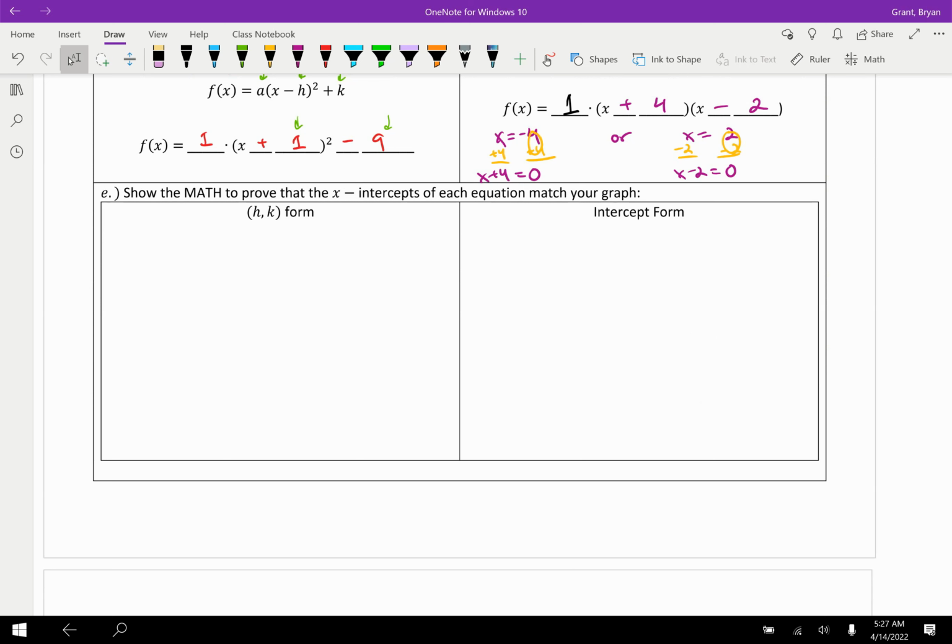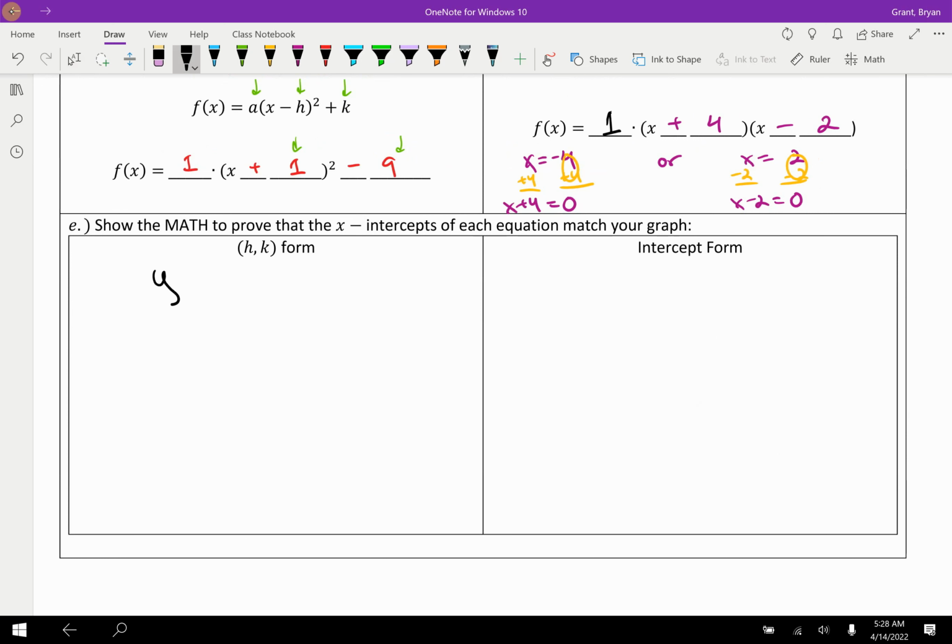We're going to go ahead and show the math to prove that the x-intercepts of each equation match your graph. This is something that we did way back in topic 7, and we're doing again in topic 9. So we have HK form and intercept form, and I'm going to write each of those. I'm going to drop the f of x notation and switch to y just to make things a little bit more clear. And also, I'm not going to write the 1 out front. We don't need to, so it's y equals x plus 1 squared minus 9. Save a little space. Same thing for intercept form. That's right above. I'm going to again drop the 1, and it's just x plus 4 times x minus 2.